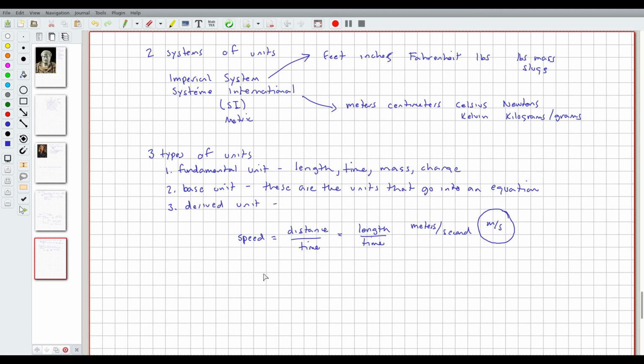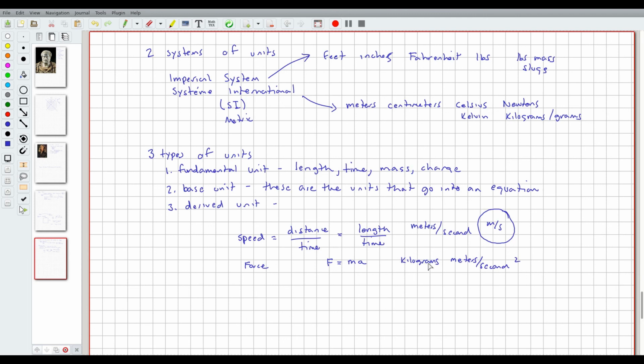Now another example of something that's a derived unit but is also a base unit would be the unit of force. Okay, so as per one of the ways that Newton wrote his second law, F is equal to ma. Mass is kilograms, because a gram is very small. A is acceleration, and it is measured in meters per second squared. Now, this obviously is a derived unit.